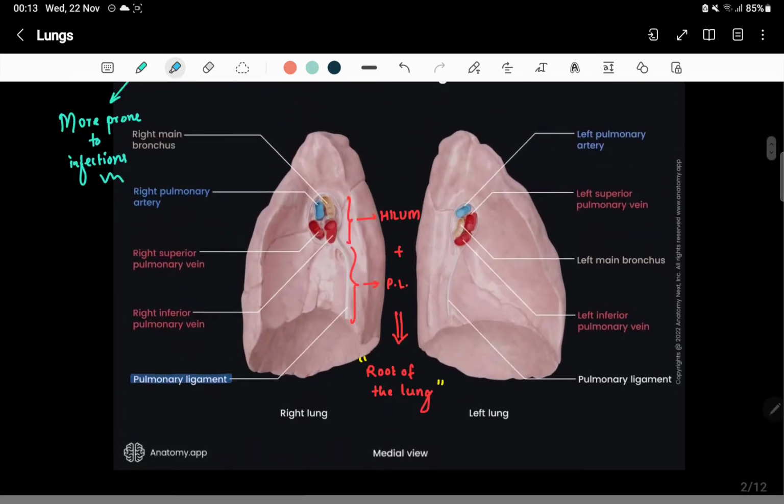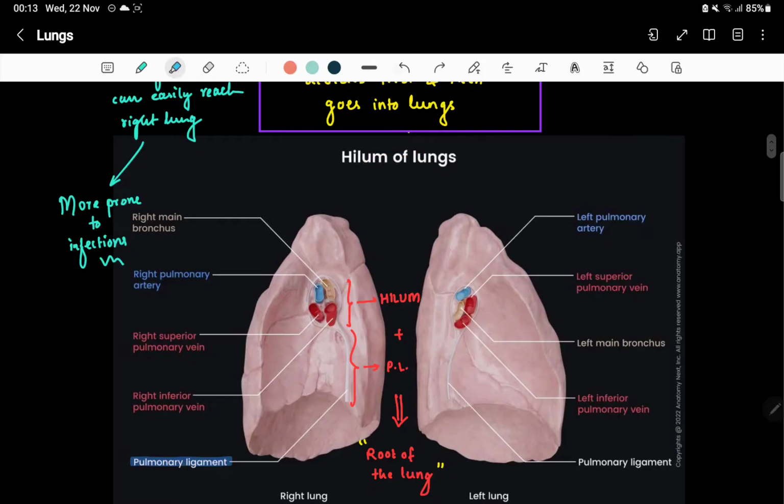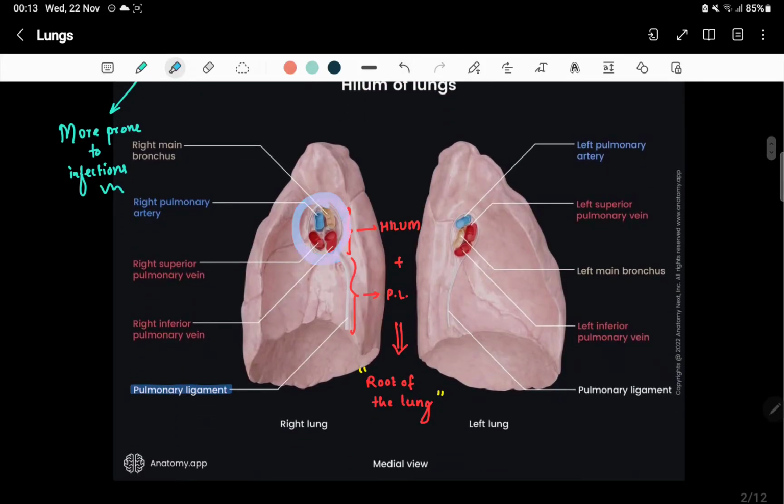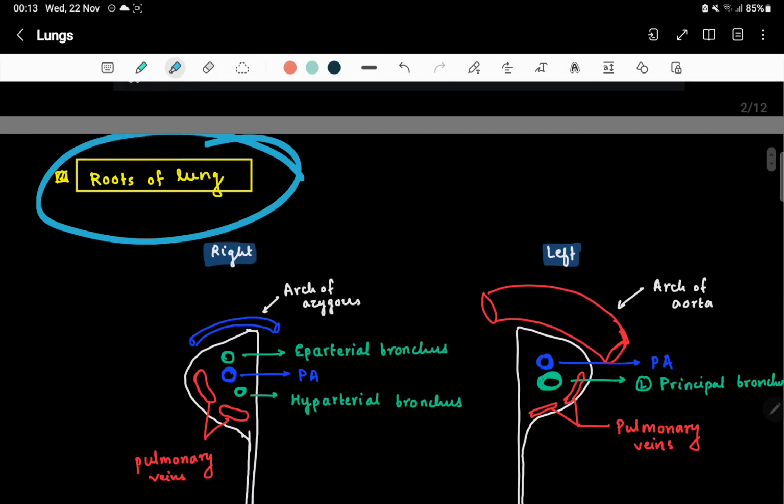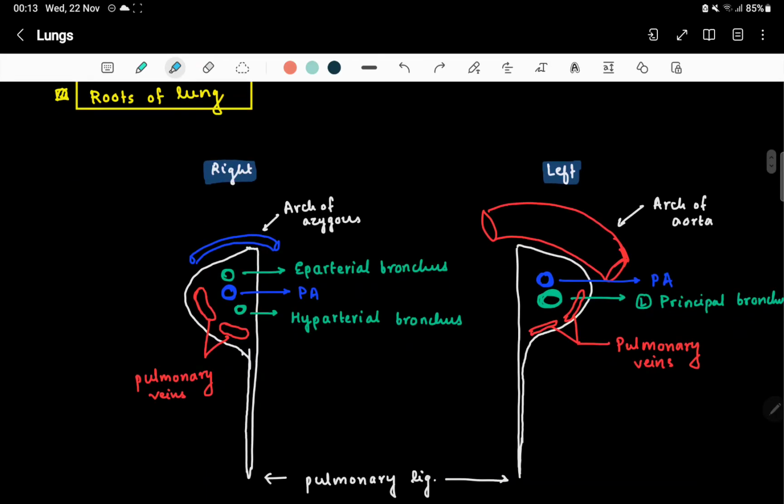That's all. Talking about the hilum of the lung, this is the hilum of the lung, and this is the pulmonary ligament. The hilum and the pulmonary ligament combine to form the root of the lung. You just have to practice drawing these roots of the lung. It's very easy. Right root and the left root.